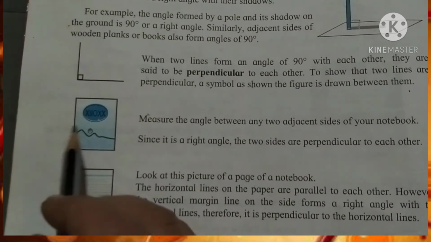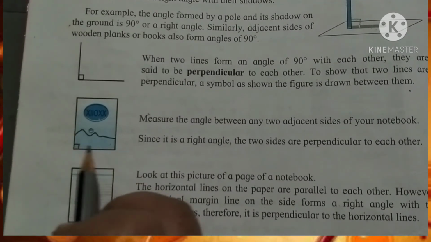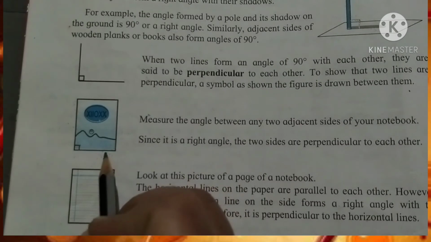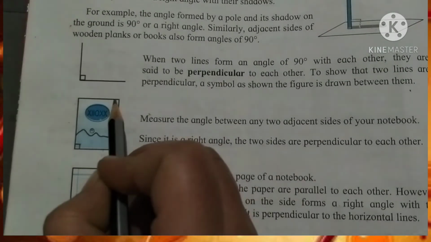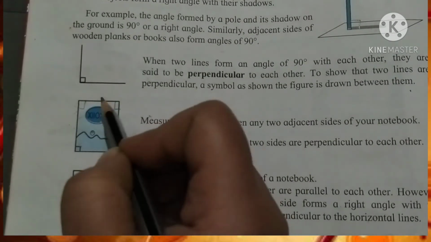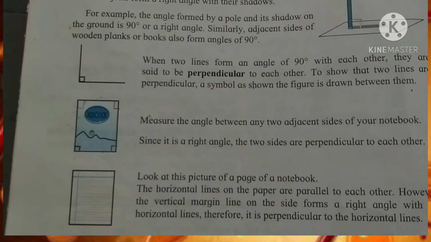Now our textbook or notebook also. Here is one line and this one line. How many degrees of angle do they form? 90 degrees, a right angle. This means these two lines are perpendicular to each other. These two lines also are perpendicular to each other, and these two lines also, as they form a 90 degree angle. So these are perpendicular lines. Understood, everyone?